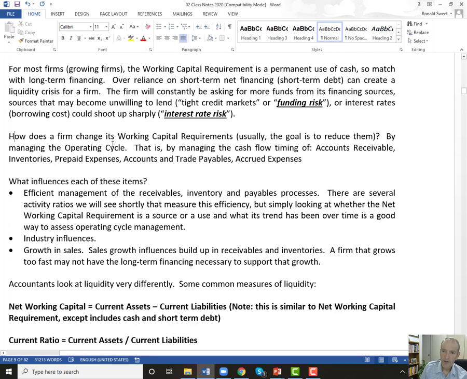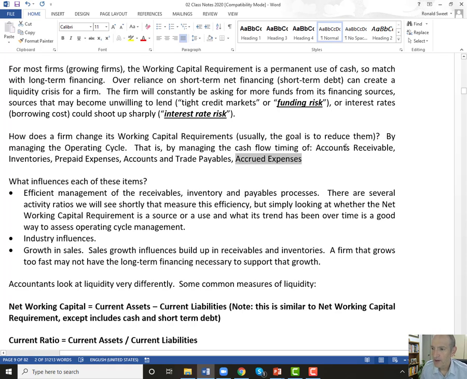So what are we trying to do with this working capital requirement? Our goal, whether we're finance or accounting or management, is to try to reduce those working capital requirements by managing the operating cycle. What does that mean? We want to reduce accounts receivable. We want to reduce inventories. We want to reduce prepaid expenses. We want to increase payables. We want to increase accrued expenses if we can, if it's reasonable.